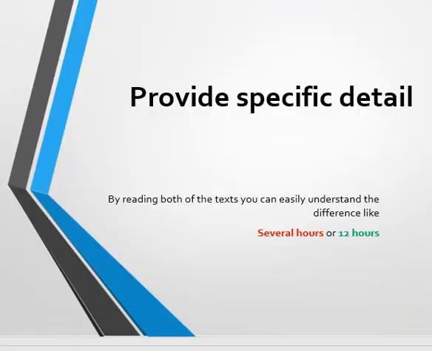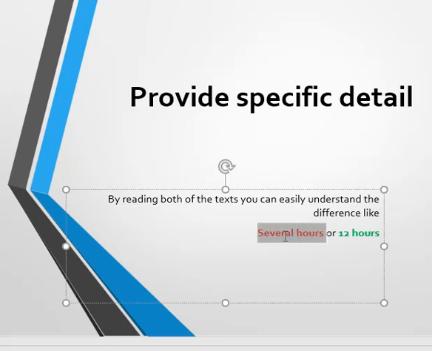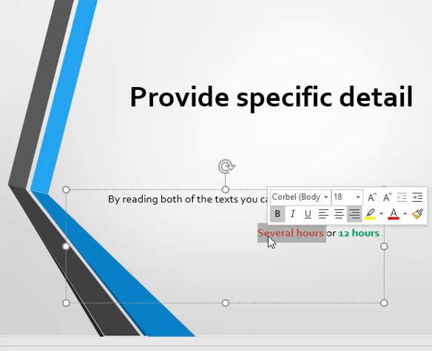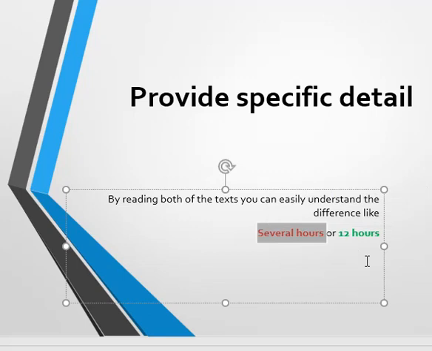So we can easily say these kinds of words, like several hours, are generalized words, which are not telling how many hours: 2 hours, 3 hours, 4 hours or 20 hours. Whereas this one, 12 hours, is specifically giving us the required information, and this is making a clear-cut image in the mind of the reader. So this is clear-cut information.